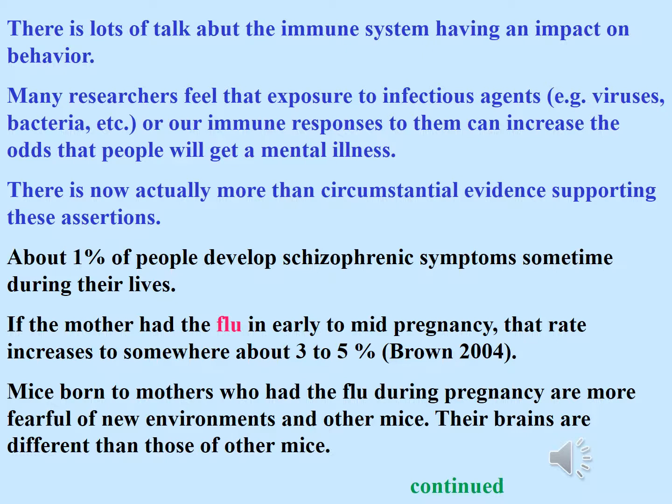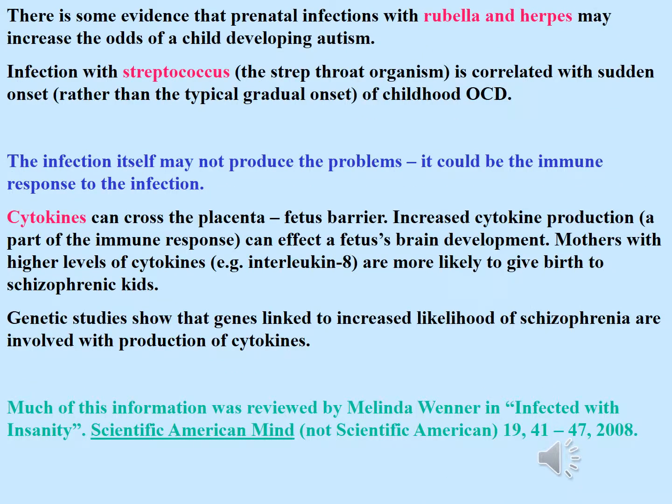For example, about 1% of people develop schizophrenic symptoms sometime during their lives. However, if the mother had the flu in early to mid pregnancy, that rate increases to somewhere about 3 to 5%. Mice born to mothers who had the flu during pregnancy are more fearful of new environments than other mice. Their brains are different than those of other mice. There is some evidence that prenatal infections with rubella and herpes may increase the odds of a child developing autism.